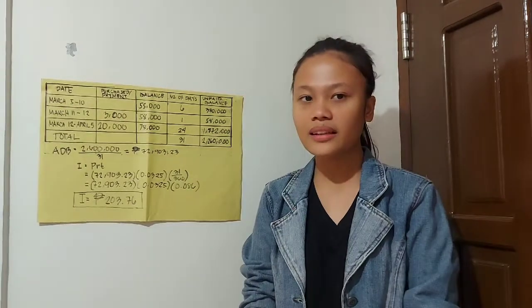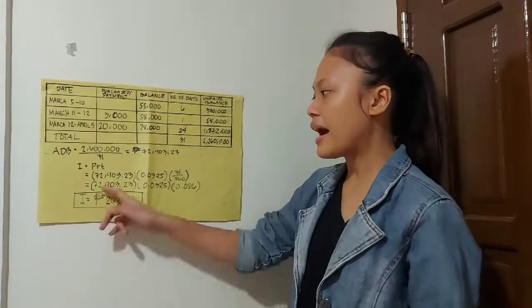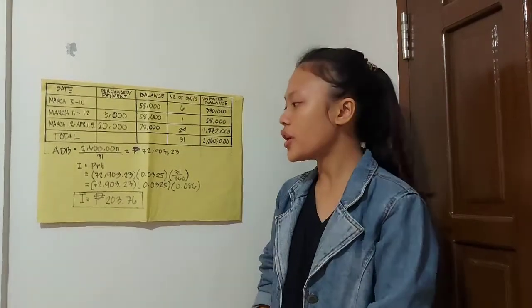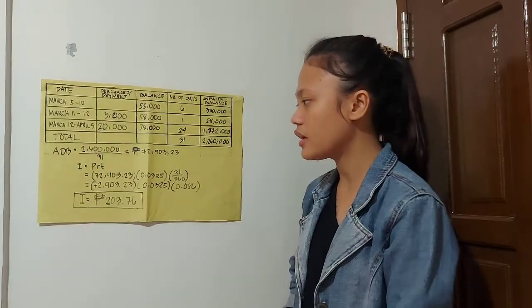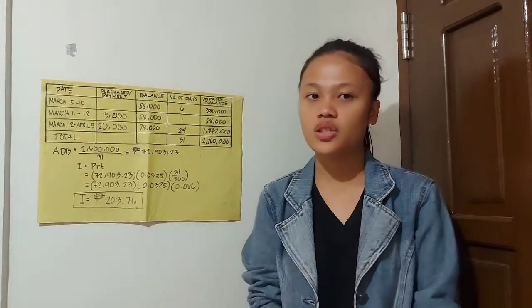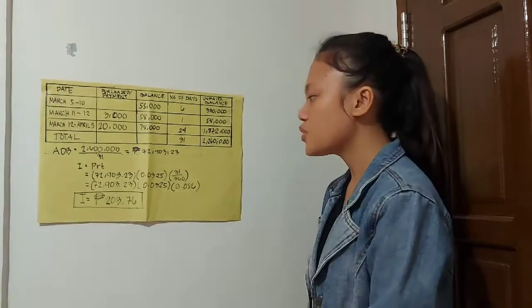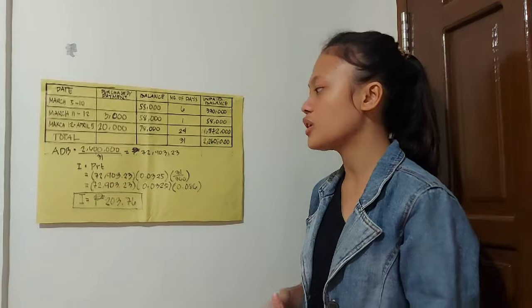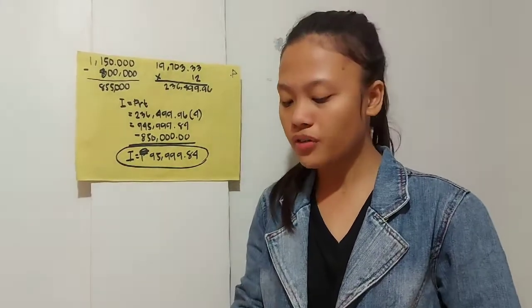So right now we are going to get the finance charge on April 5 with the formula I is equal to P times R times T, wherein our P is 72,903.23 times the given percentage, which is 3.25%, divided by 100, equal to 0.0325, times 31, is equal to 73,450.